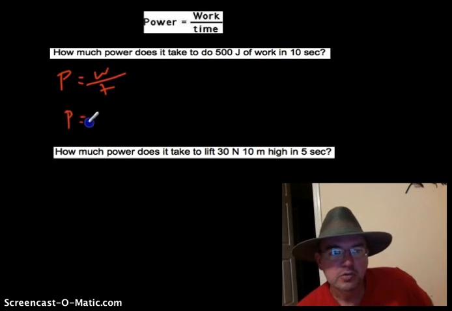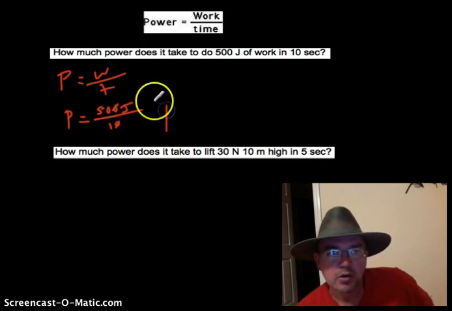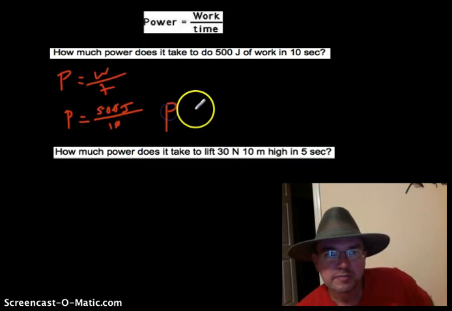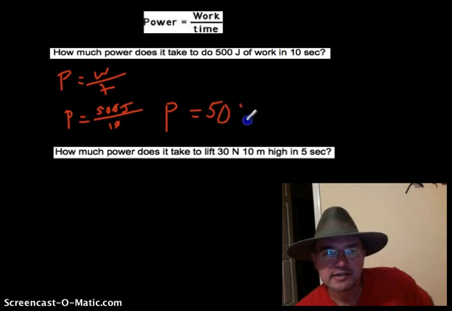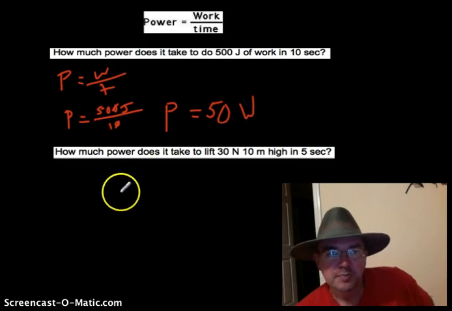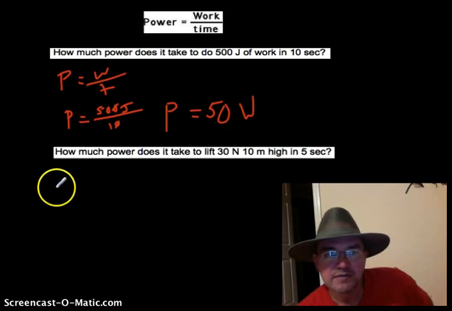So power equals, what do we have for work? 500 joules. And the time is 10 seconds. That'll be pretty easy. The zeros cancel out. So the power will equal 50 joules per second, which is what? It's watts, 50 watts. How much power does it take to lift 30 newtons 10 meters high in 5 seconds?